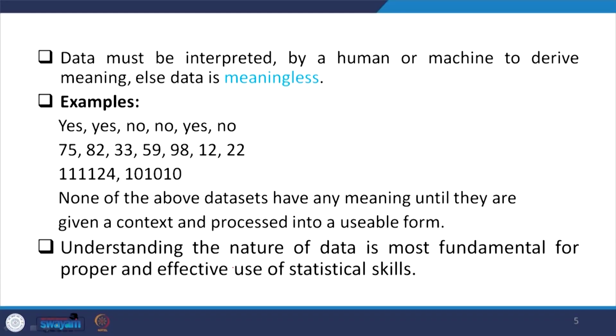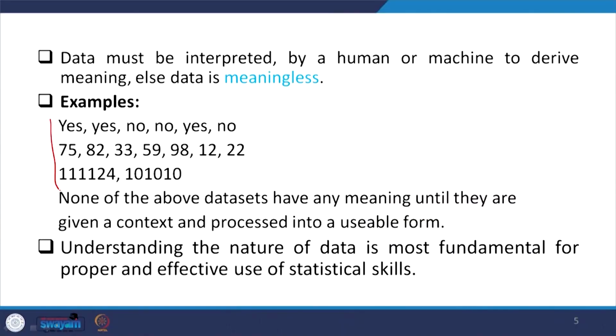Now, what else is important at the beginning of our lectures? Data must be interpreted by a human or a machine to derive meaning, else data is simply meaningless. If you do not derive any meaning out of it, through a human or through a machine, if no systematic meaning or information is derived, it is simply meaningless, and it is not called data. So basically, we say it is interpreted as meaningful information.